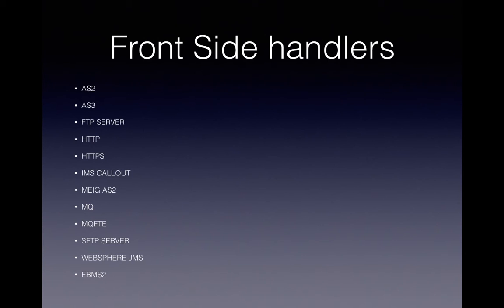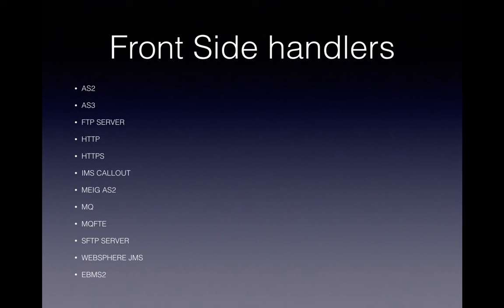We have AS2, which stands for Applicability Statement 2. This particular front-side handler is based on two protocols: HTTP and MIME. Next we have AS3, which stands for Applicability Statement 3, which is based on FTP and MIME protocols. Next we have FTP, which I think everyone is aware of, and we have HTTP, HTTPS, and IMS Callout. IMS stands for IBM Information Management System.